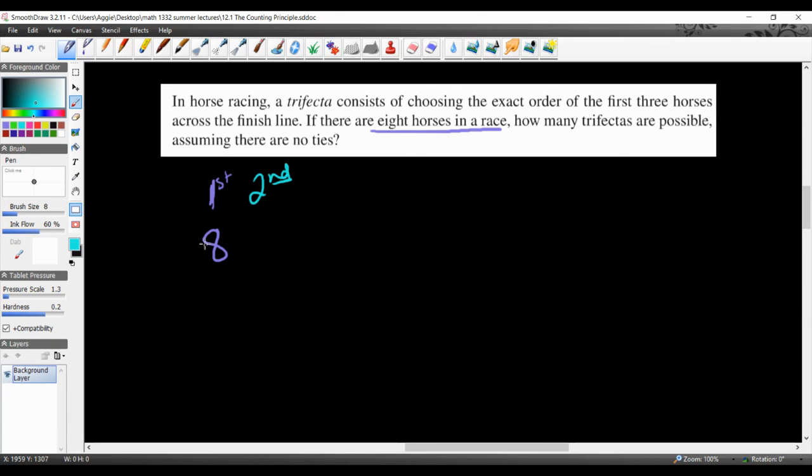Well, one of them already got first place. That means I only have 7 left. We're going to have to make sure we put our multiplication in between. Okay. For third place, how many horses do I have to choose from now?